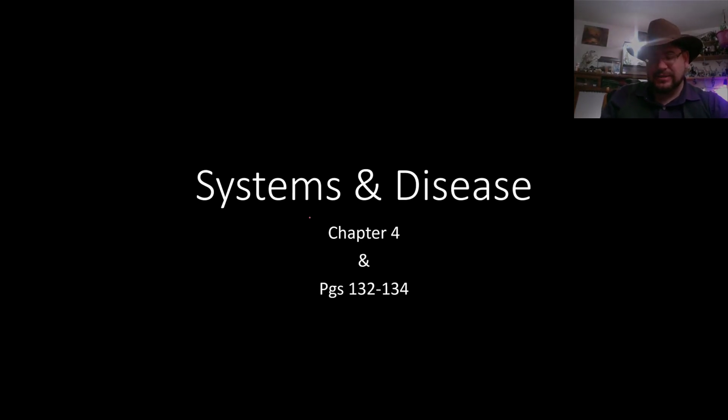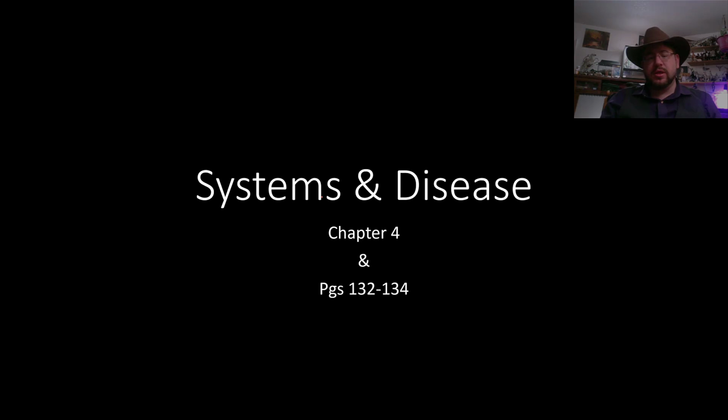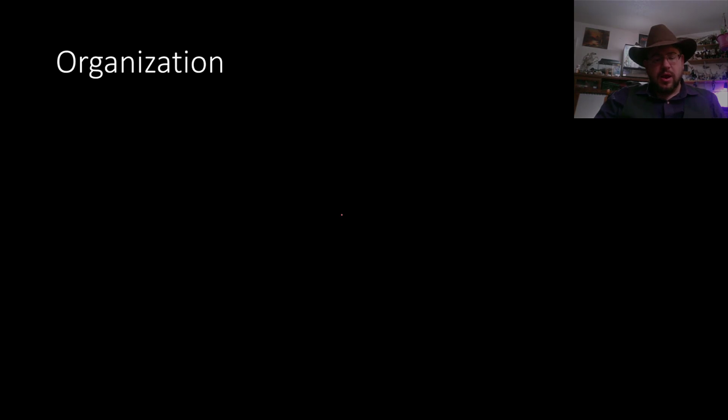And welcome to a lecture on Systems and Disease, Chapter 4, and pages 132 to 134 on a book version that maybe none of you have anymore, so let's just follow along with what I say. Alright, so this chapter, the first part, Systems, is all about how body systems are organized, right?